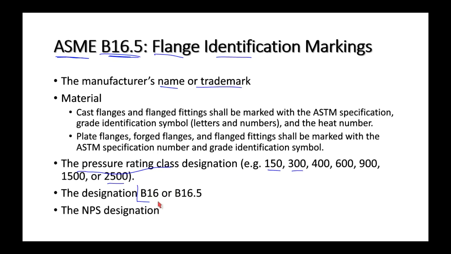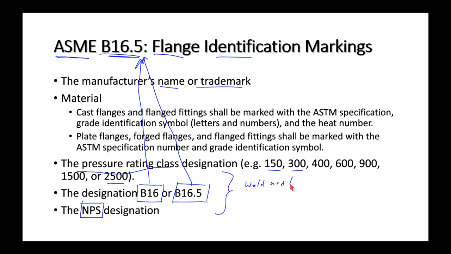Now, on the flange, it should say B16 or B16.5, one or the other, because what it's referring to is that that flange meets the requirements of that code. The next thing is an NPS designation. So if any of you are doing pumps in the lab, take a look on the flanges. Those are weld neck flanges on the pump lab. And look at the actual flanges, look for these markings.